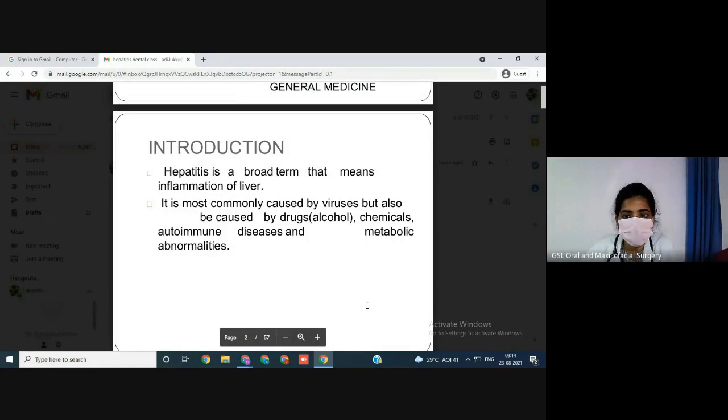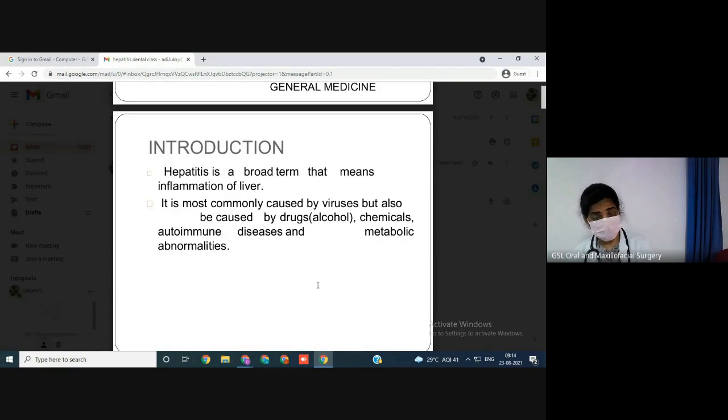Good morning, everyone. I am medicine PG Lakshmanitya. Today, the topic of discussion for you people is hepatitis, that is acute and chronic hepatitis. I will explain briefly what hepatitis is and what the causes of acute and chronic hepatitis are, and what measures are to be taken. Coming to the introduction, hepatitis is a broad term which means inflammation of the liver.